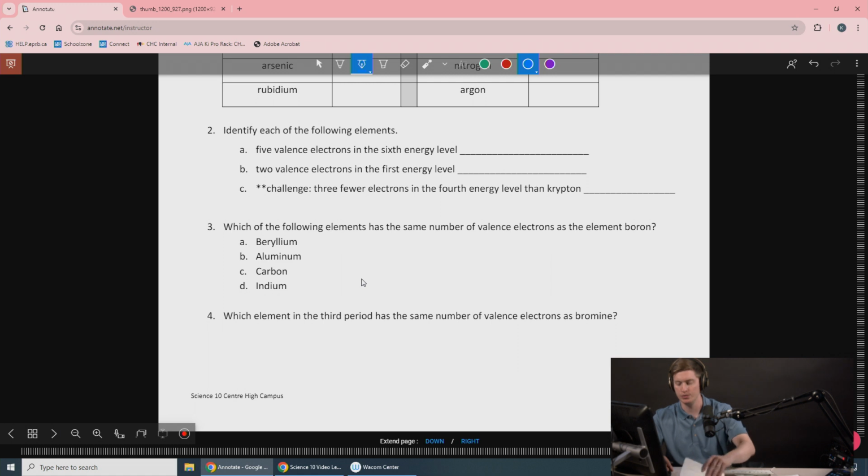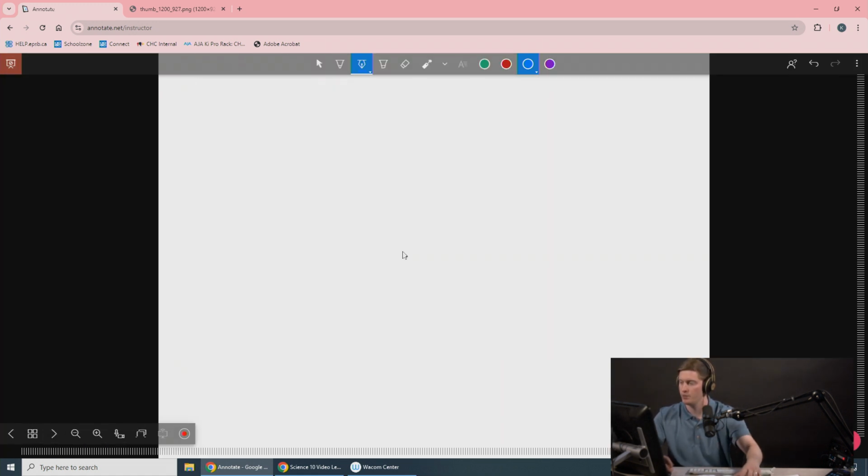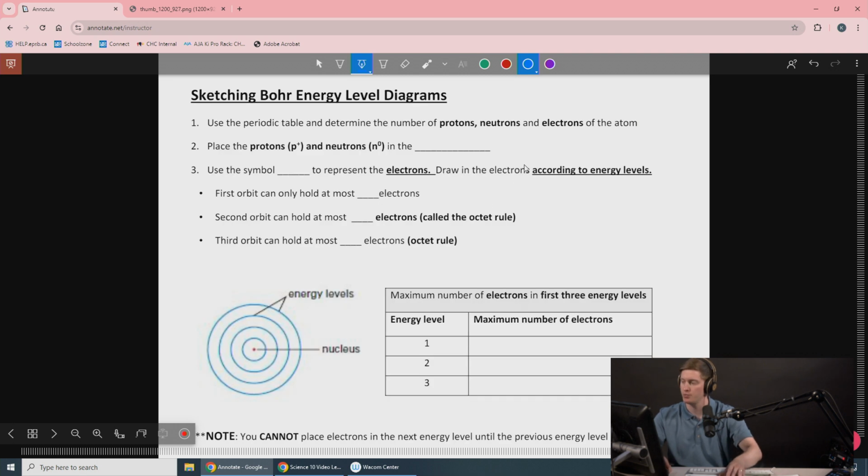I'm going to jump to the next page here, where we're going to work on actually drawing these Bohr energy level diagrams. To draw a Bohr energy level diagram, you're going to use the periodic table to determine the number of protons, neutrons, and electrons of the atom. Place the protons and the neutrons in the nucleus. And the nucleus will just be a circle in the center.